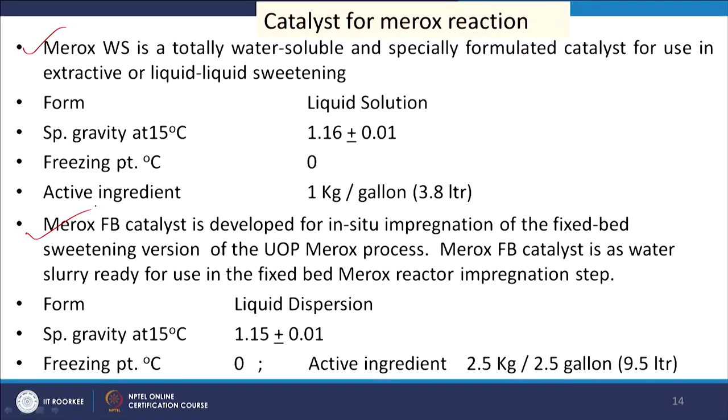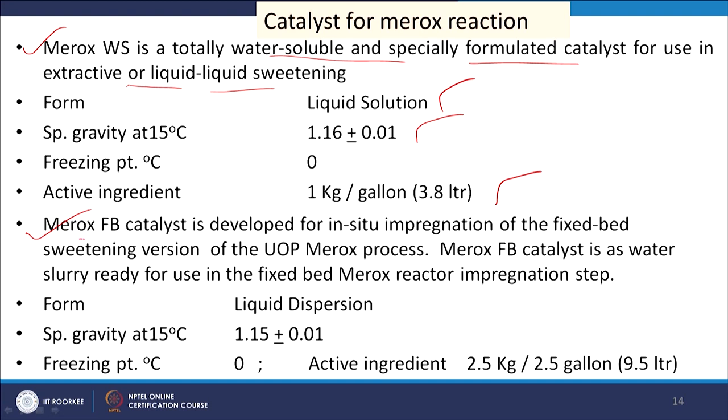Now, this oxidizer or oxidation unit of the Merox process is a catalytic process, and UOP has developed two catalysts, one is Merox WS and another is Merox FB. Merox WS is totally water soluble and specially formulated catalyst for use in extractive or liquid sweetening. So, it is a liquid process. The catalyst is available as a liquid solution with specific gravity 1.16 plus minus 0.01 and freezing point 0 degree centigrade. Active ingredient is 1 kg per gallon.